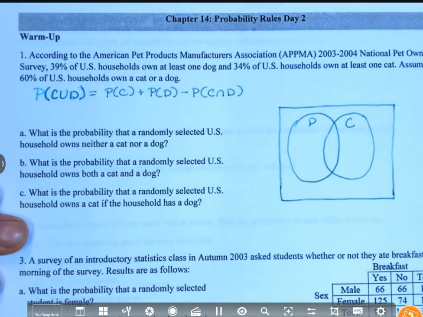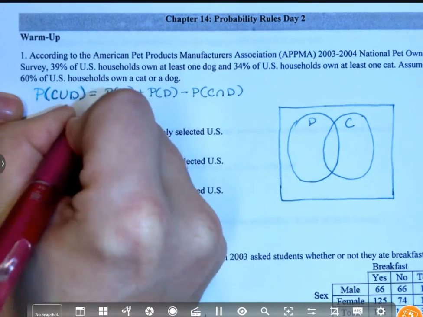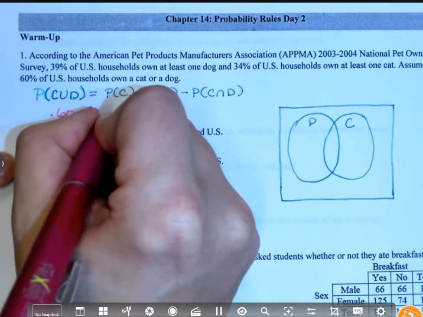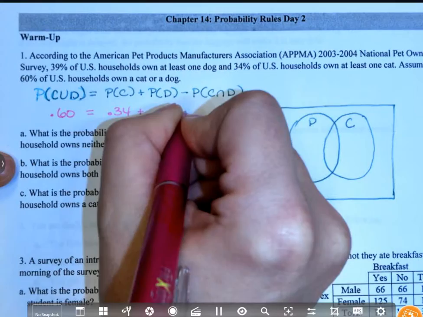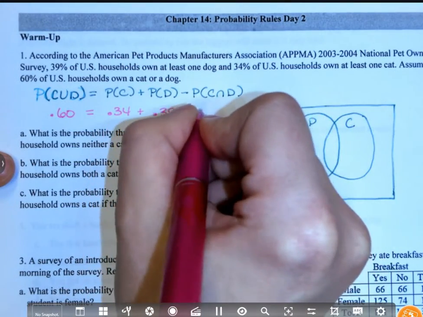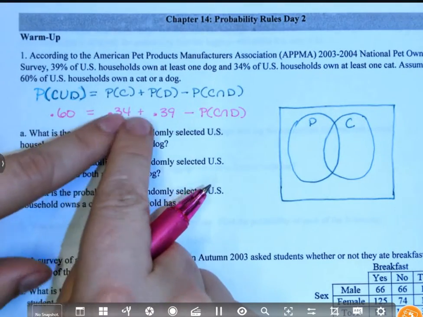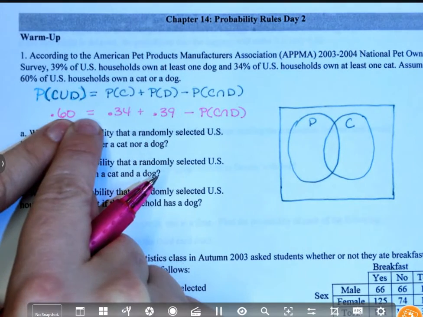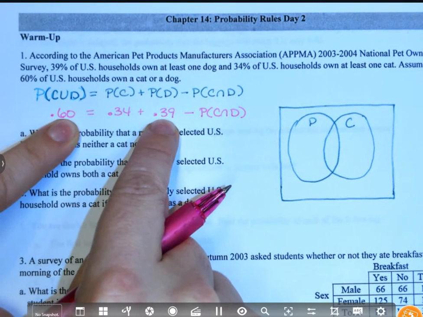So putting the numbers in, I have 60% own a cat or a dog. I have 34% have a cat. I have 39% own a dog. And then I'm looking for cat and dog. These two, the cat and the dog together, all of those boxes should add up to 60. 34 plus 39 is 73. That's quite a bit over that 60.